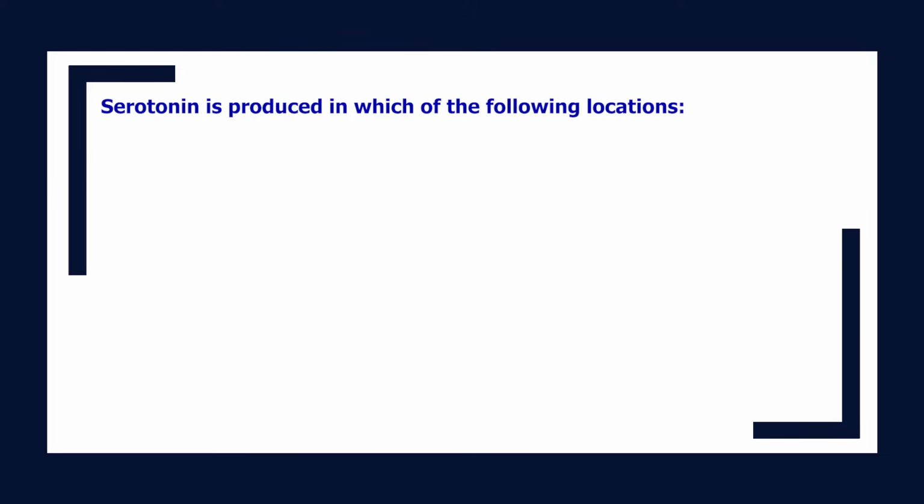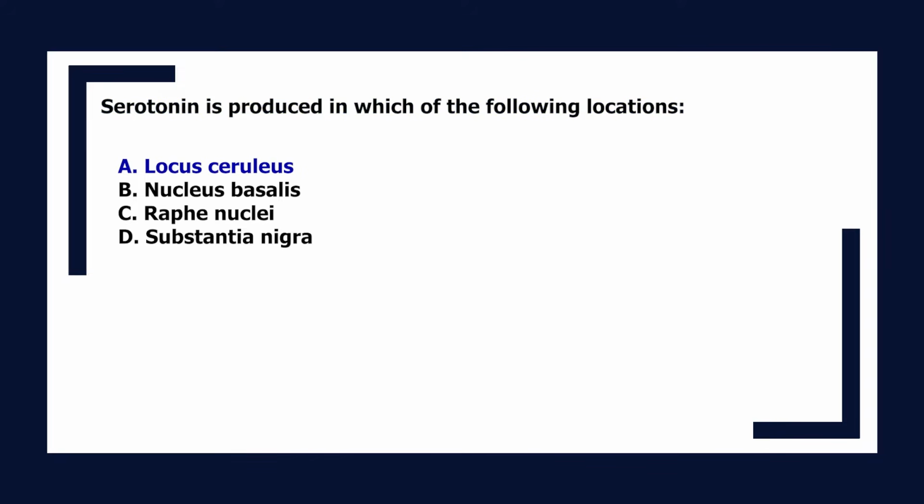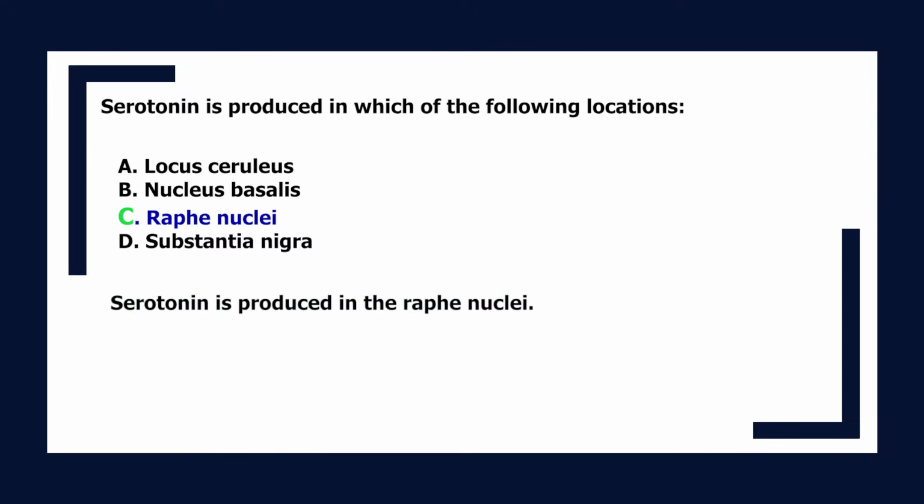Serotonin is produced in which of the following locations? A. Locus coeruleus. B. Nucleus basalis. C. Raphe nuclei. D. Substantia nigra. The correct answer is C. Raphe nuclei. Serotonin is produced in the raphe nuclei.